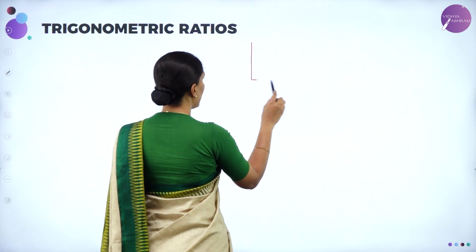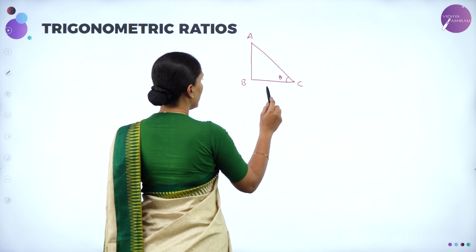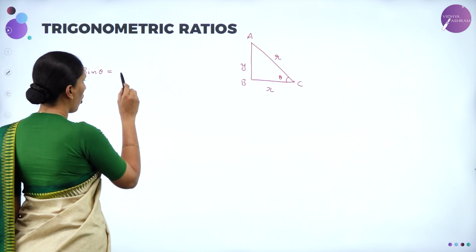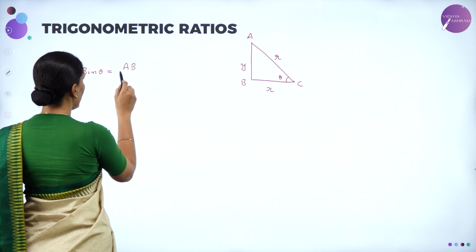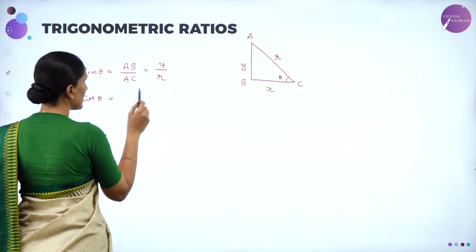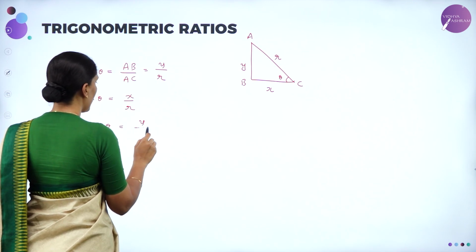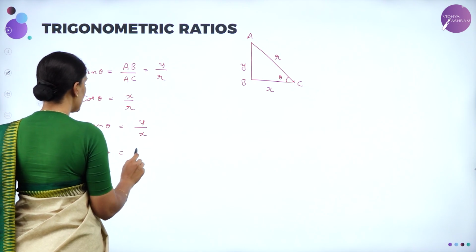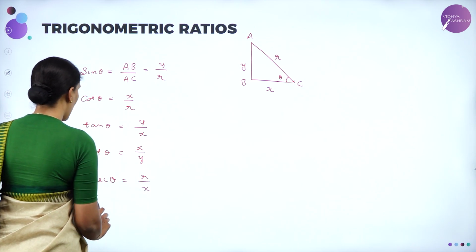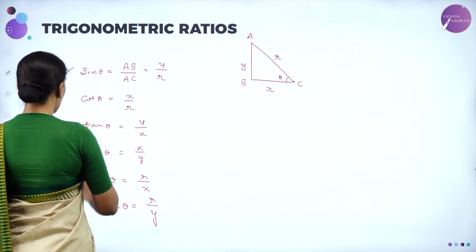Now if I express the right angle triangle in terms of ABC, let me consider this as an angle theta, with sides X, Y and R. Now sine theta is nothing but opposite side by hypotenuse, that is AB divided by AC, which is equal to Y by R. Similarly, cos theta can be written as X by R. Tan theta can be written as Y by X. Cot theta can be written as X by Y. Secant theta can be written as R by X. And cosecant theta can be written as R by Y.